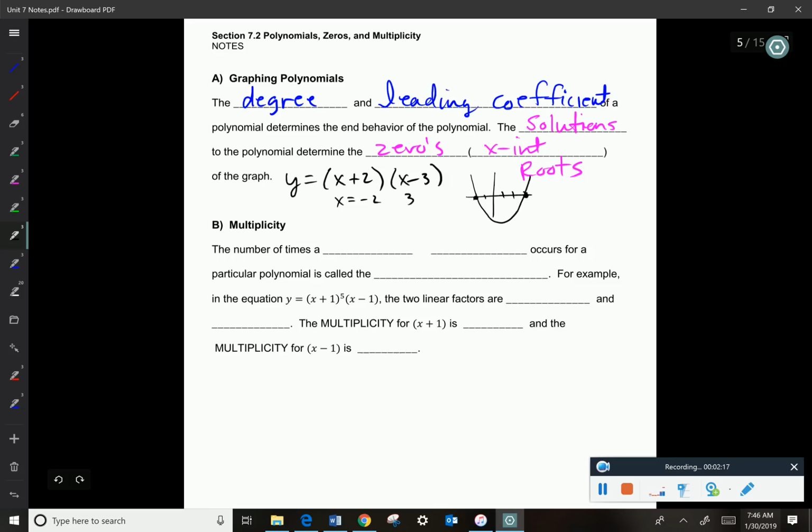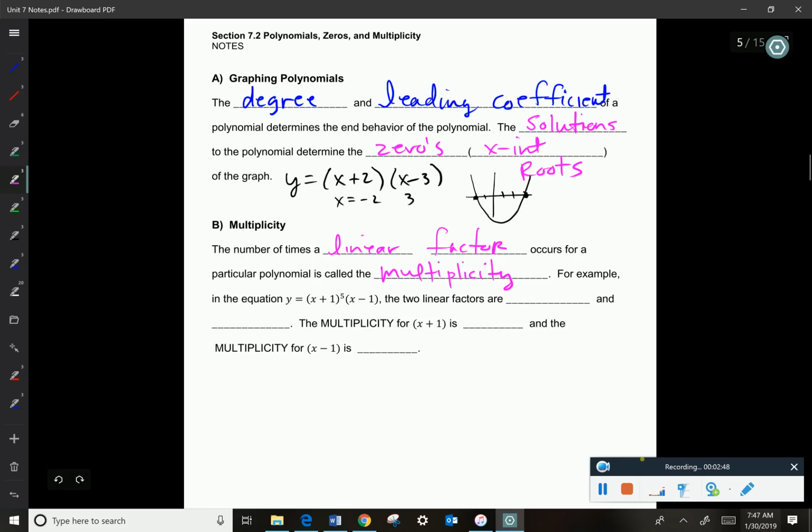Okay, one more thing we're going to add in is something called multiplicity. And multiplicity just means the number of times a linear factor occurs. It's the number of times a linear factor occurs for a particular polynomial. Okay, that's what is called the multiplicity. Okay, for example, and this is really what's going to drive it home.